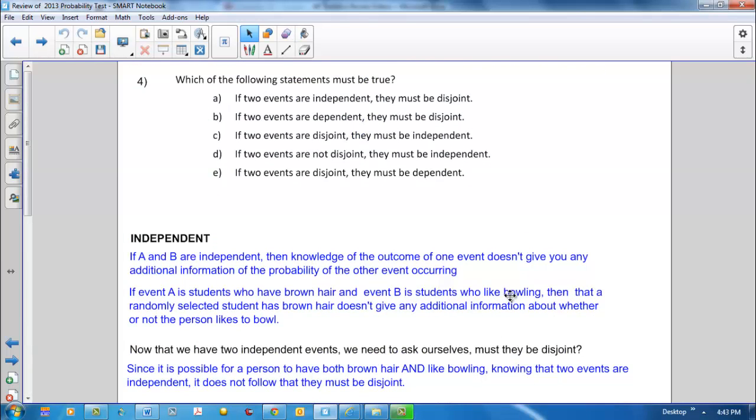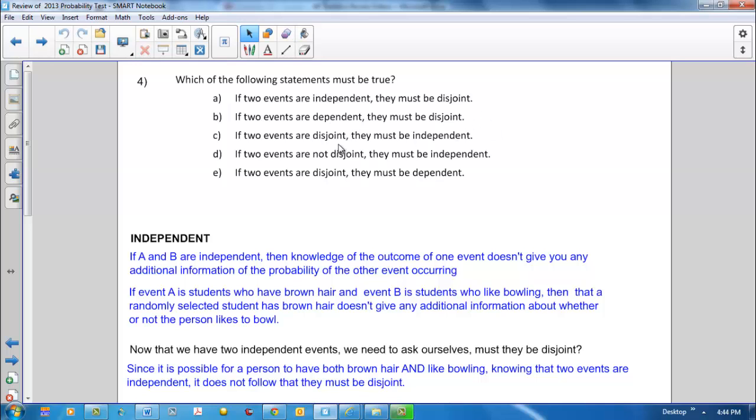So let's look at what we have. If two events are independent, they must be disjoint. Well, we know that we could have events that are independent, like brown hair and liking to bowl, and they don't have to be disjoint. Somebody could have brown hair and also like to bowl. If two events are dependent, must they be disjoint? We said having red hair and being Irish aren't independent, since Irish people are more likely to have red hair, but they don't have to be disjoint. You could have people that have red hair and are Irish, and people that have red hair and are not Irish.